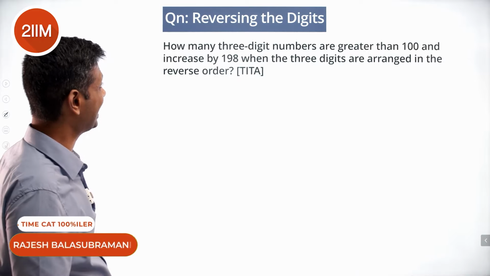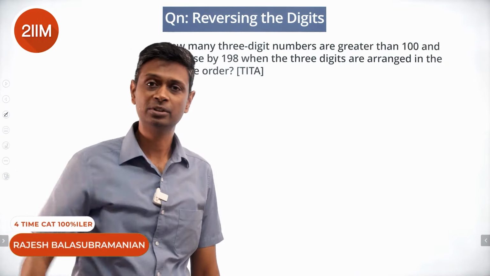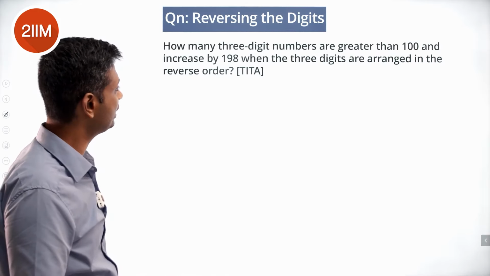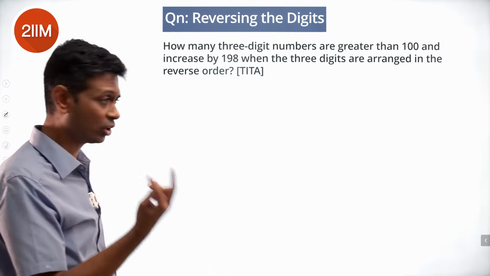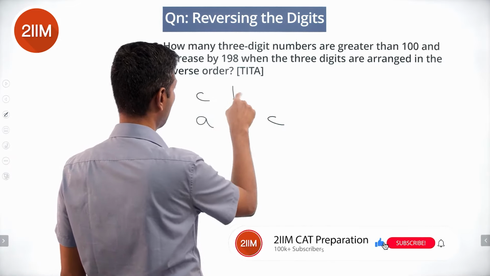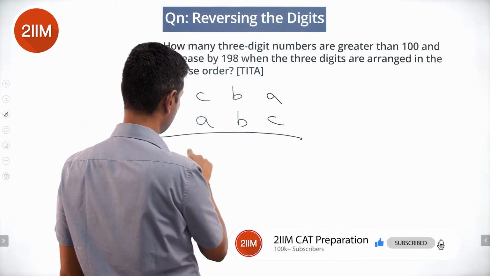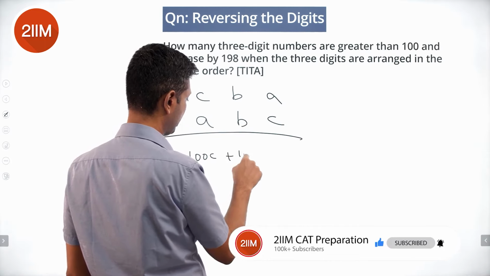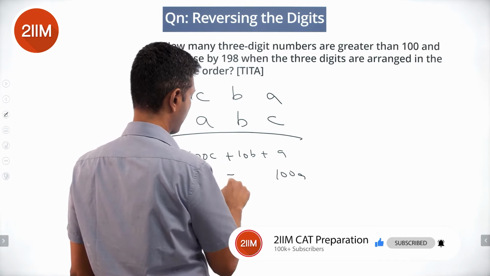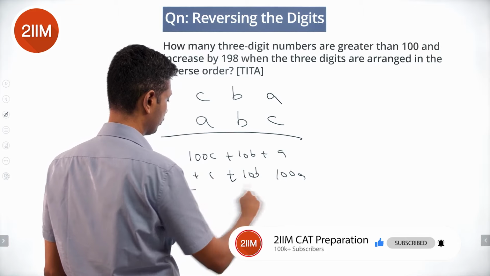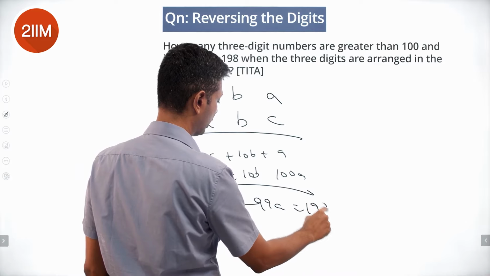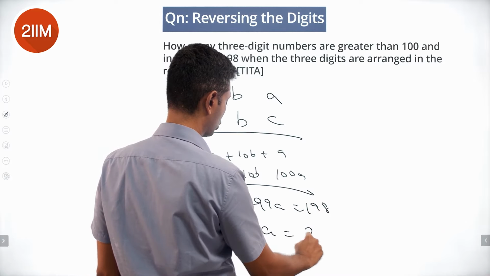How many three-digit numbers are greater than 100? All three-digit numbers are 100 or more, so only 100 is ambiguity. And increased by 198 when the three digits are arranged in reverse order. So we have ABC and CBA. We subtract this, we subtract 100C plus 10B plus A minus 100A plus 10B plus C. We get 99C minus 99A is 198, or C minus A is 2.